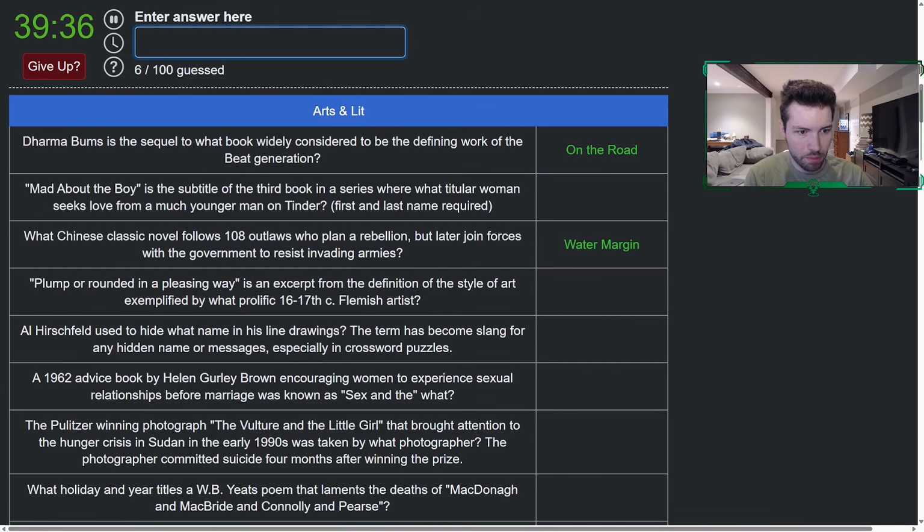Plump or rounded and pleasing way is an excerpt from the definition of the style of art, exemplified by what prolific 16th, 17th century Flemish artist? Plump or rounded, so Rubenesque, so Peter Paul Rubens.